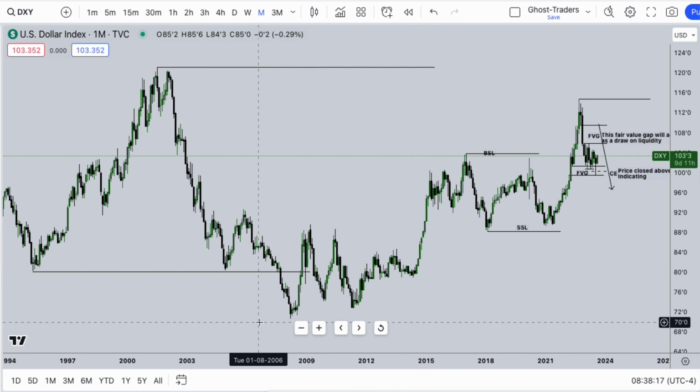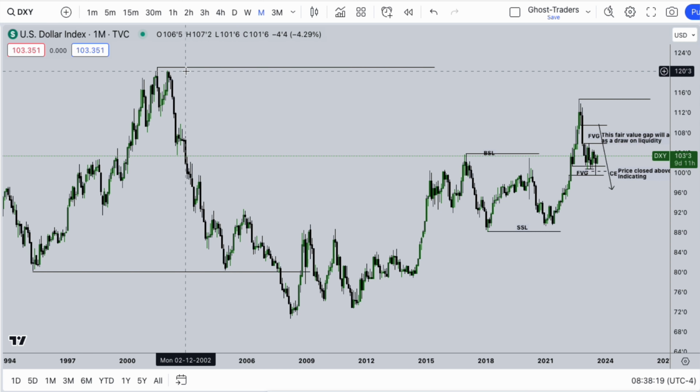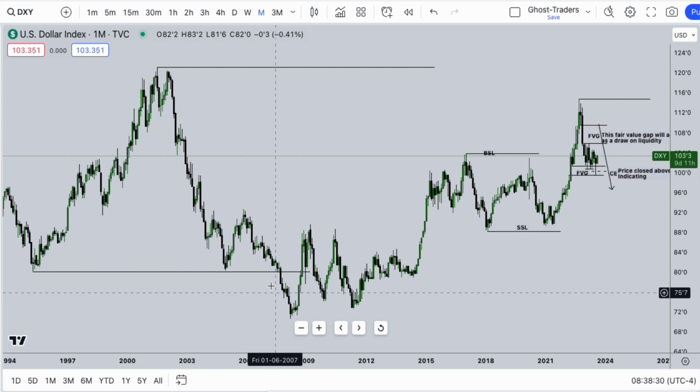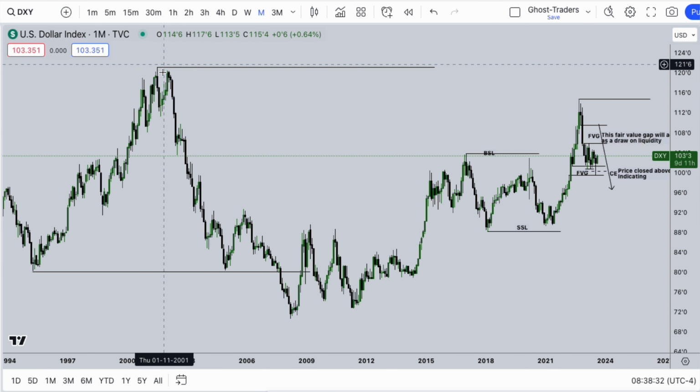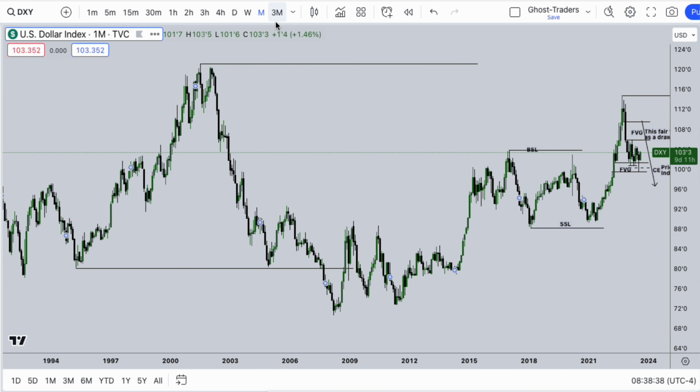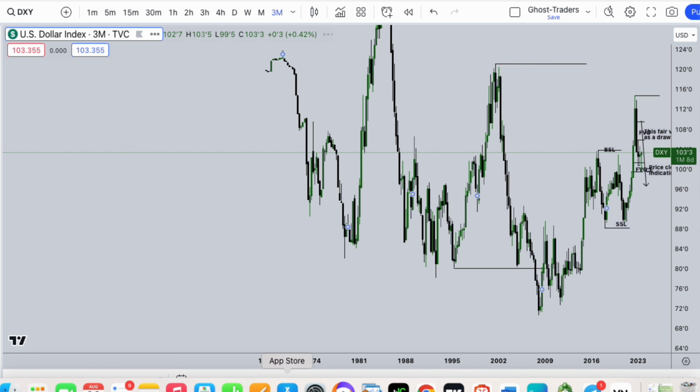But as price was pushing down, you can see that we have a lot of liquidity void. So price is going to come back and close that liquidity void, and it's going to use any institutional reference point to close it and then go down. Okay, so let me shift to 3 months before I come back.